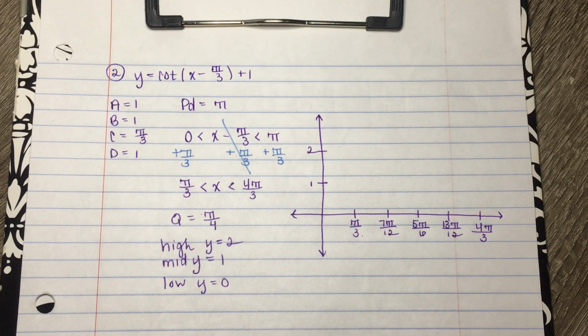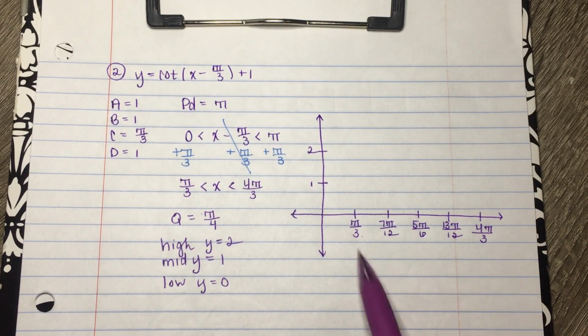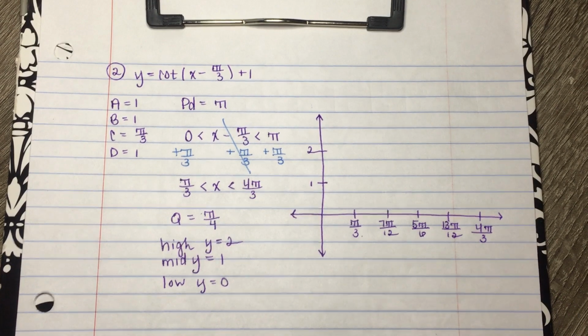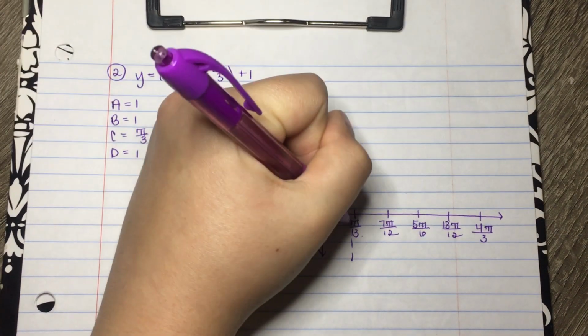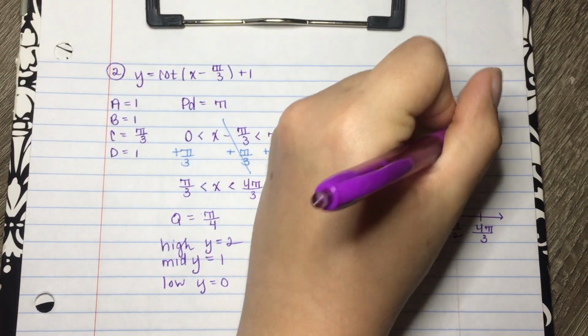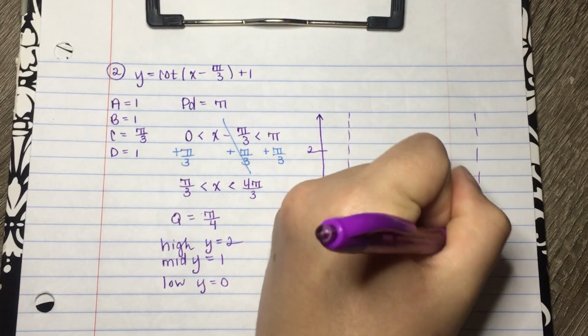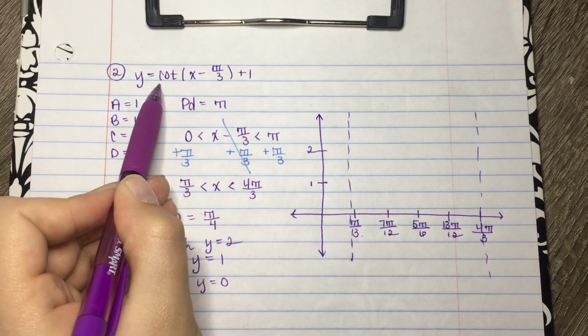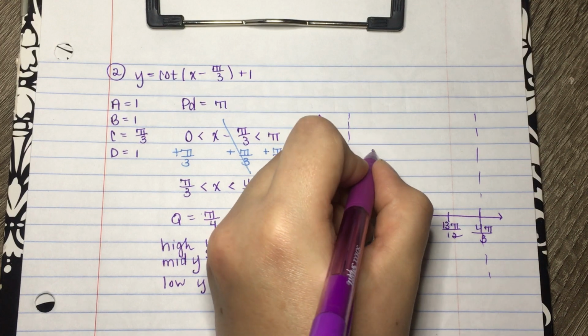Kind of go off to the side and make sure you do this addition. All right, now it's time to put in those vertical asymptotes. Our first one's here at pi over 3. Our last one here is at 4 pi over 3. We still have a positive cotangent, which means I'm starting up at the high.